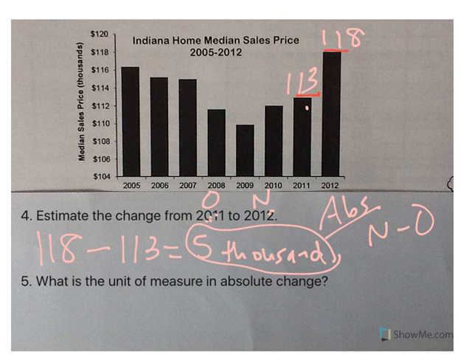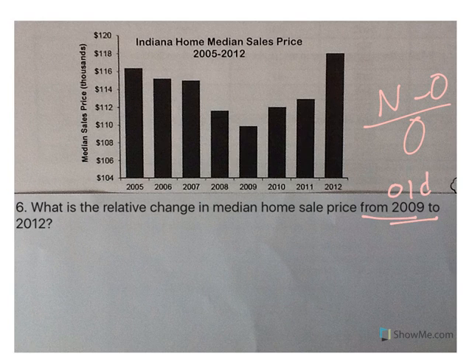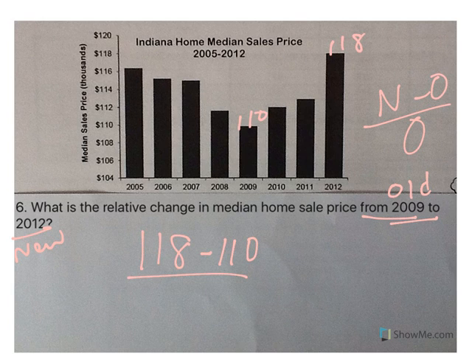And again, just to refresh, unit of change for absolute change, it's a number, right? 5,000, it's a number. Now let's go to relative change. So in relative change, we're doing new minus old divided by old. Okay, so 2009 is where we're coming from, so that's old. 2012 is new. 2012, I'm using 118. 2009, we're using 110. So new minus old divided by old. Make sure that you subtract in the top before you divide.